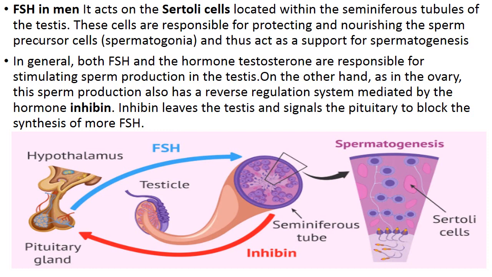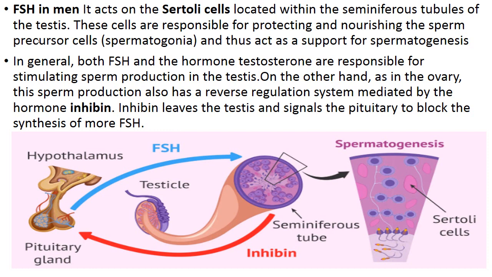So inhibin is the negative regulator of FSH. FSH performs spermatogenesis, and when spermatogenesis occurs, inhibin blocks the release of FSH, and then there is no further spermatogenesis.